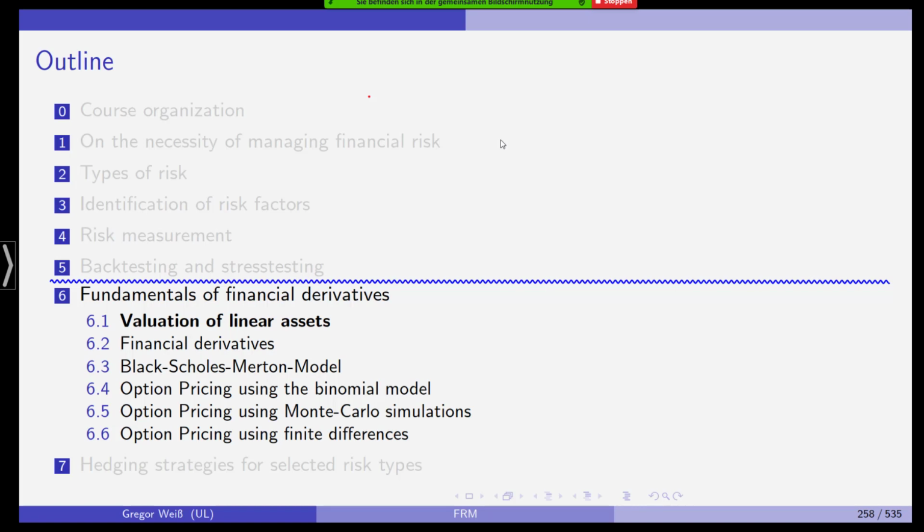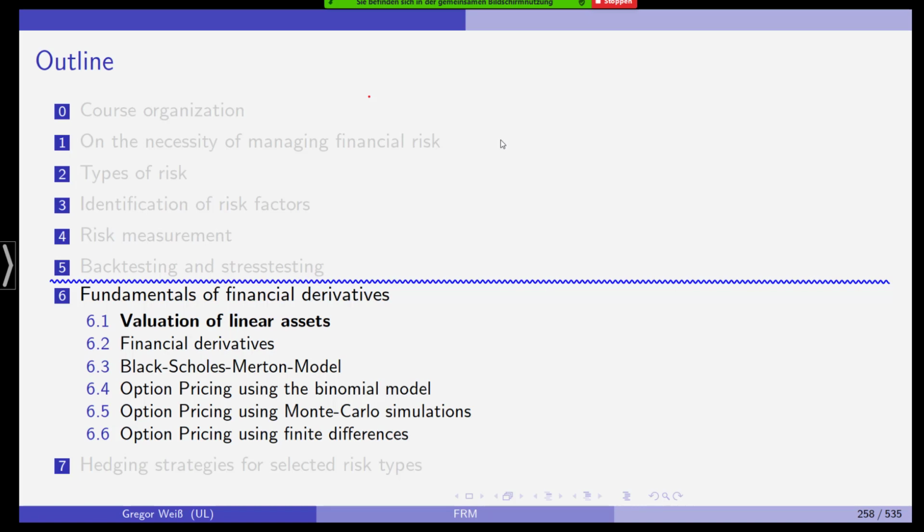Why is that? Financial derivatives are, as the name suggests, more complex financial contracts and securities, which are based on simpler financial assets. And for the valuation of financial derivatives, we need to know a little bit more about the potential underlying assets. And so we'll start with the valuation of linear assets in chapter 6.1.